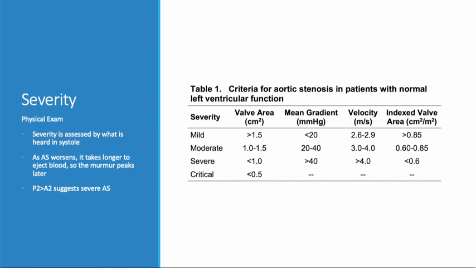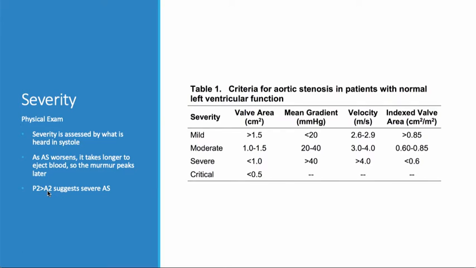The worse the aortic stenosis is, the longer it takes to get the blood out of the ventricle, and so the longer the murmur is. And in fact, if the aortic stenosis is so severe, the second heart sound will be less at the aortic site, which is the right sternal border, second intercostal space, than it is at the pulmonic site, which is the left sternal border, second intercostal space, right?